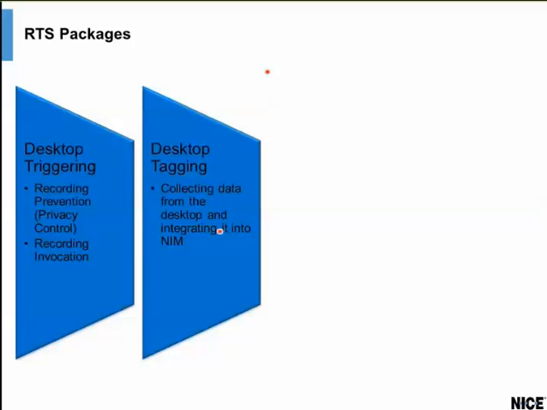Okay, the next package is called desktop tagging. For desktop tagging, we're talking about collecting data from the agent's desktop and integrating it into the NIM system. So this is your data extraction. This is the ability of RTS to actually extract data off of an application or multiple applications on the agent's desktop and to place it into Business Analyzer so it can be queried on.